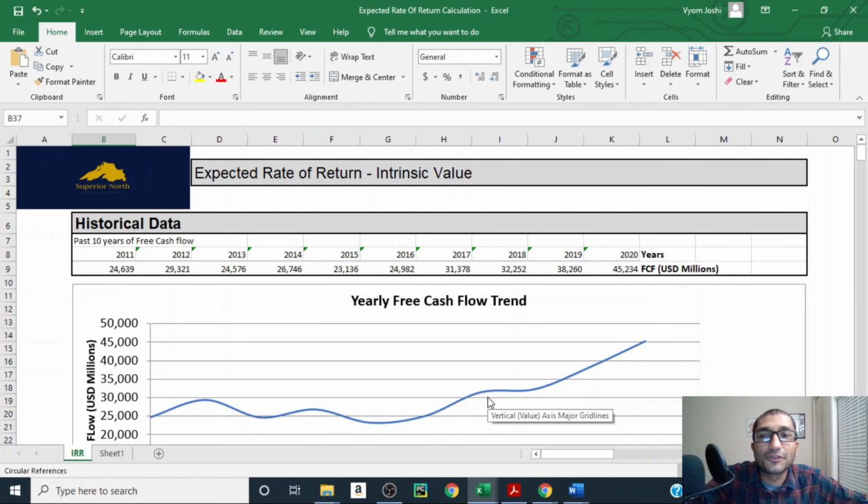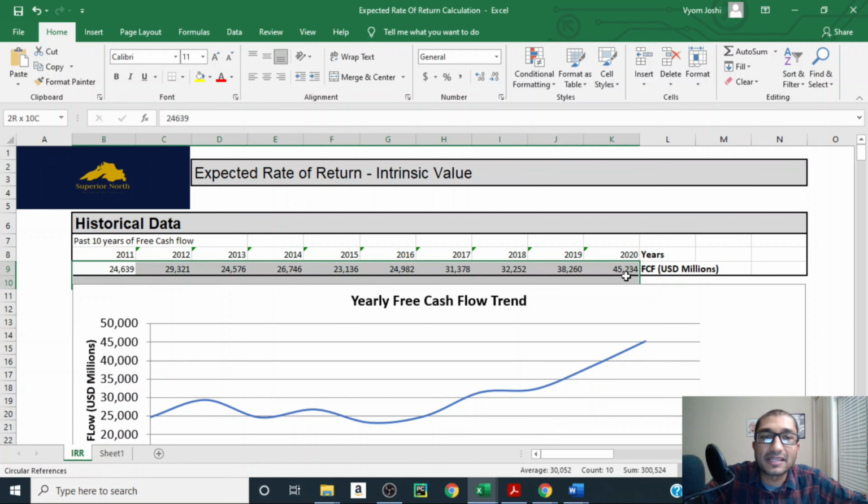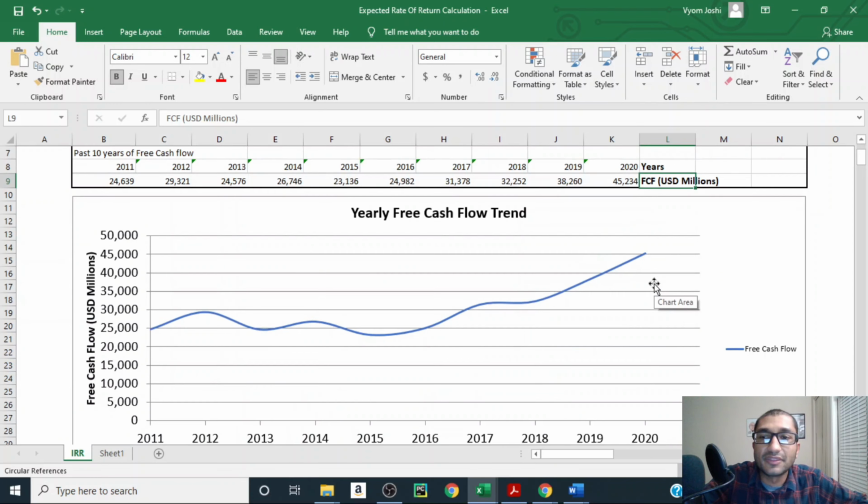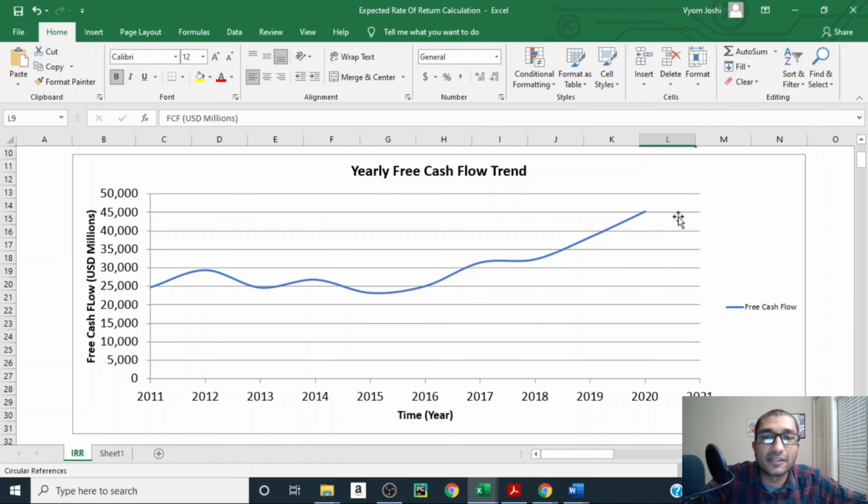Hey guys, now let's review the expected rate of return calculation for Microsoft. Over here, I pasted the past 10 years of free cash flows that I got from Morningstar. All the numbers here are in millions of US dollars. This is the yearly free cash flow trend that we get over the years. We can see that the free cash flows have mostly been steady and have been increasing since 2016.